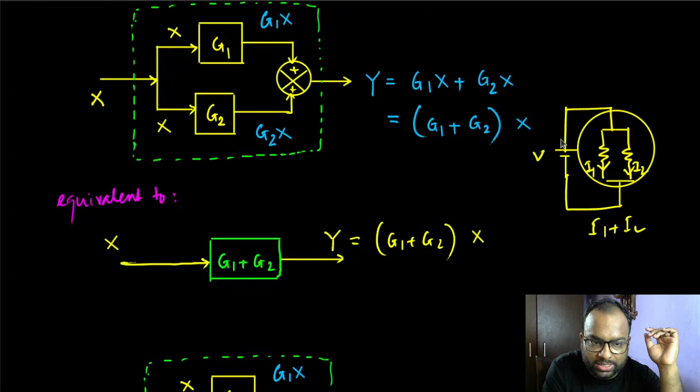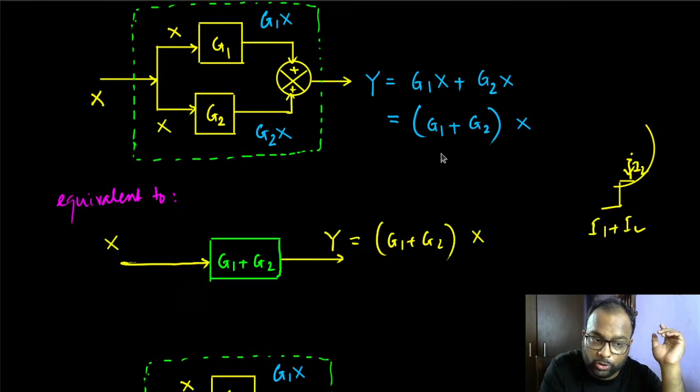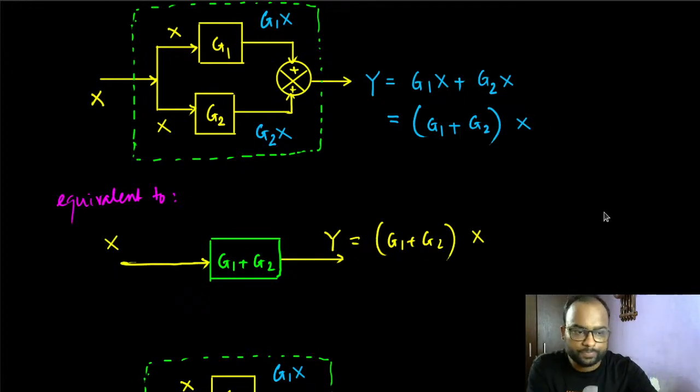So I have two resistors with the same voltage, just like that. I have two blocks here which get the same input, and the output, which is the current in this scenario, is summed up as the total current of the system. Similarly, the outputs of these two blocks are summed up, and you get the output here. So this is again a very concrete example of a parallel structure. Even though you see a plus sign here, don't ever confuse it with a series structure.